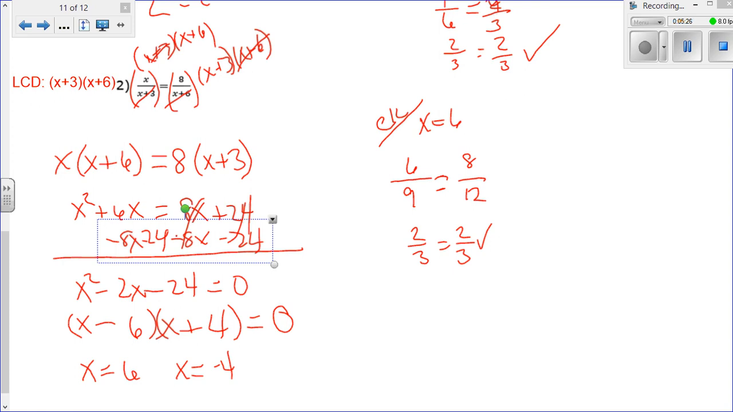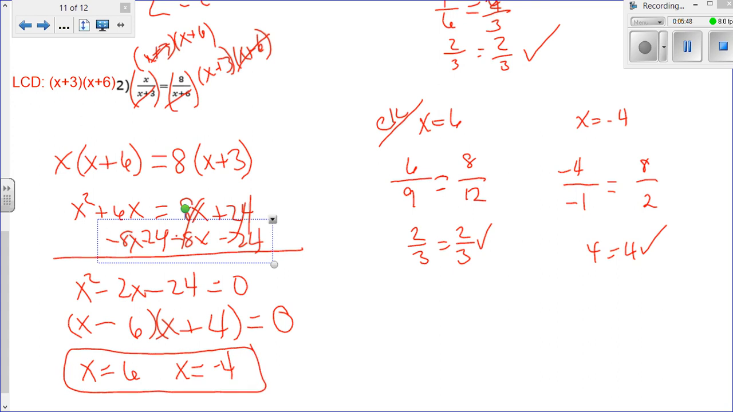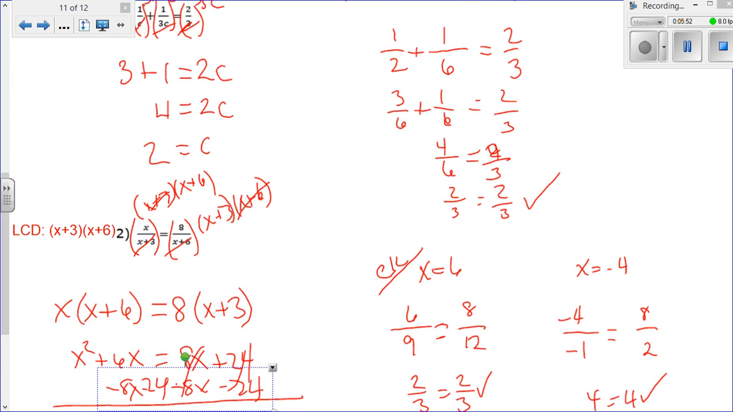And then I need to check -4. So I will have -4 over -1 equals 8 over 2. So this becomes 4 equals 4. They both check out, so they are both my answers. So 6 and -4 both work. Up here, the 2 worked.